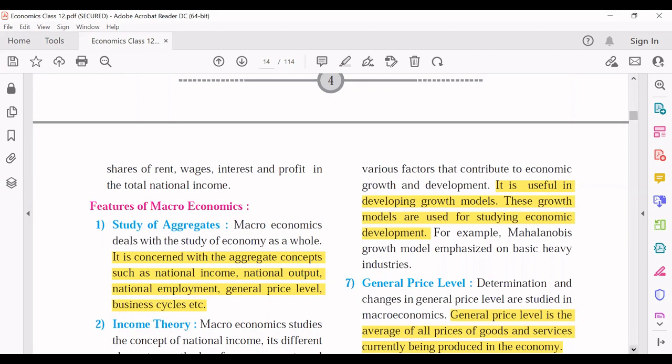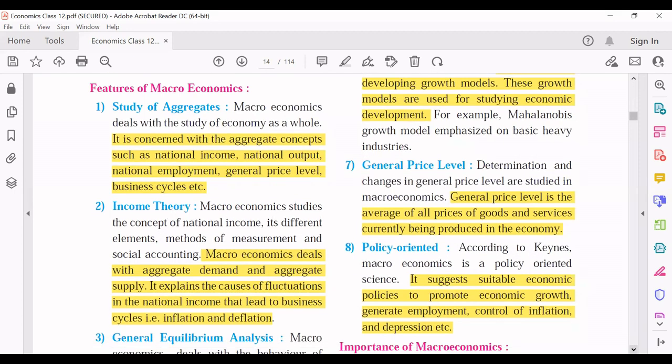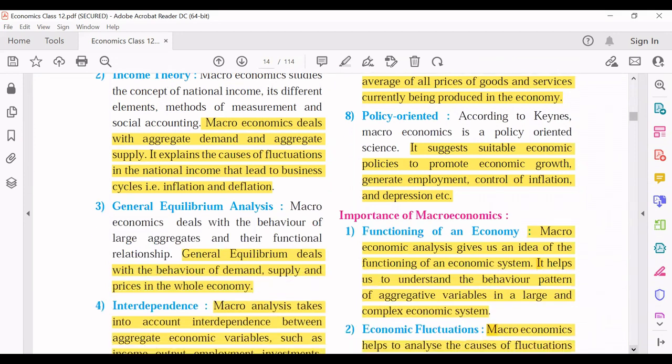Now we can see about the income theory. In this income theory, again, we are going to study the various concepts of national income or the different elements or the methods of accounting this national income. So here we deal with the aggregate demand and aggregate supply. In microeconomics, we were studying the individual demand and individual supply, but here we're going to deal with the aggregate demand and aggregate supply. Now it explains the causes of fluctuations in the national economy that lead to cycles such as inflation and deflation also.